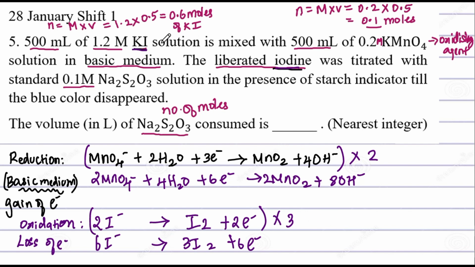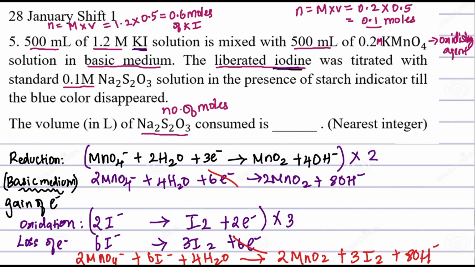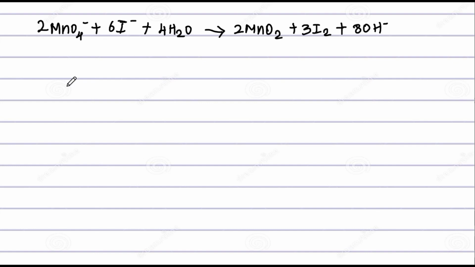Now when you add these two equations, you can cancel the number of electrons lost by the number of electrons gained. So here you will get 2MnO4 minus plus 6I minus plus 4H2O gives 2MnO2 plus 3I2 plus 8OH minus. So let us continue in the next page. So this is the overall reaction.